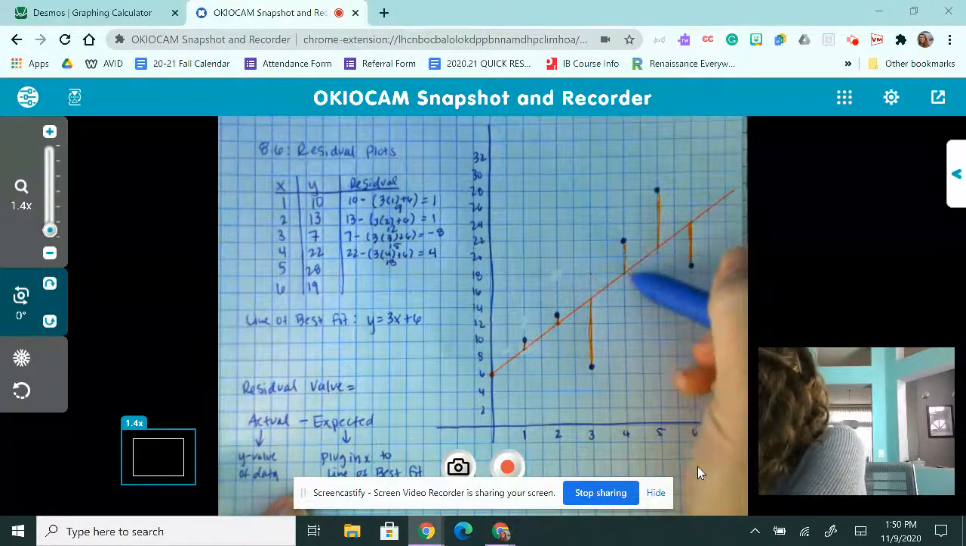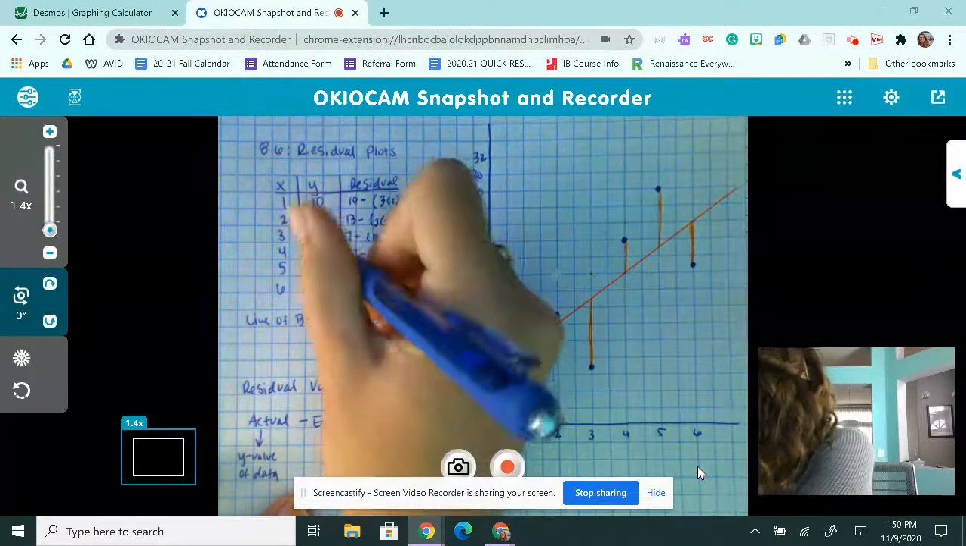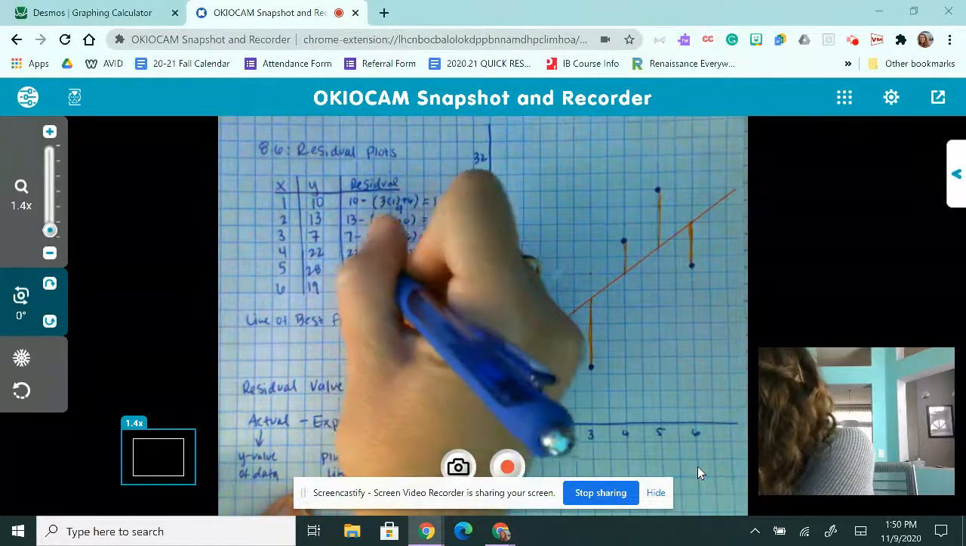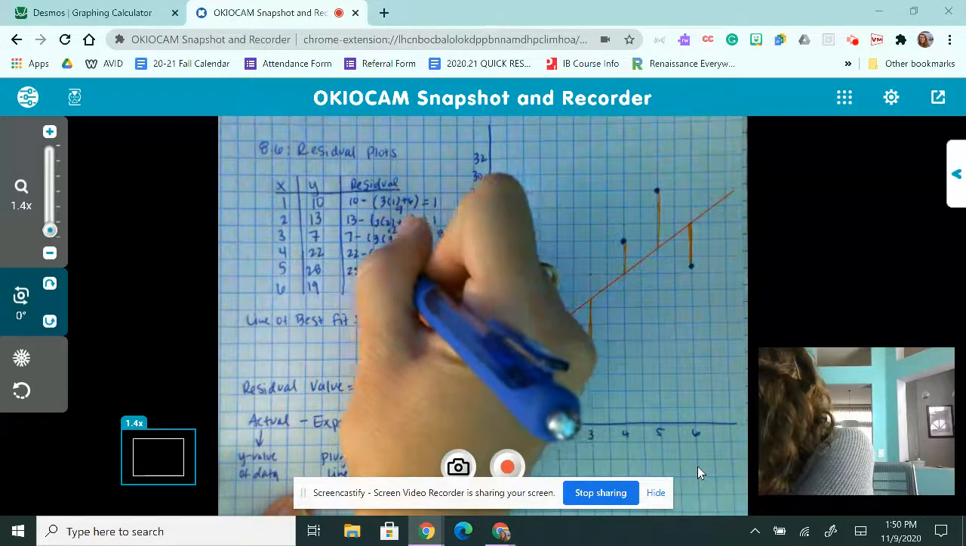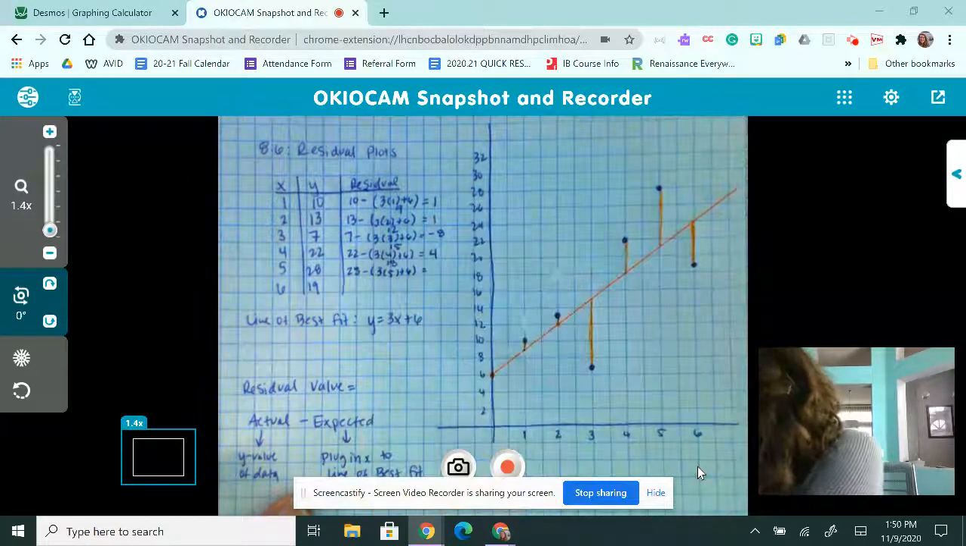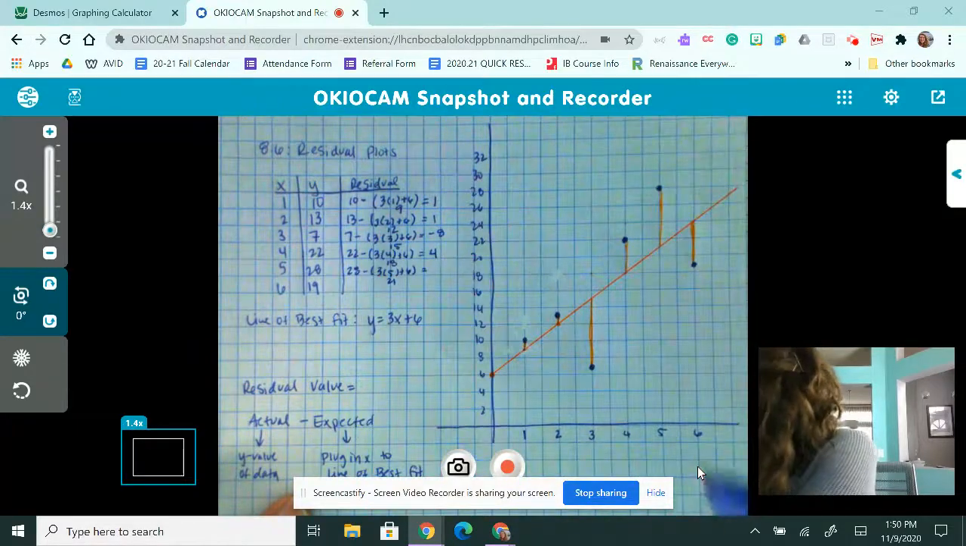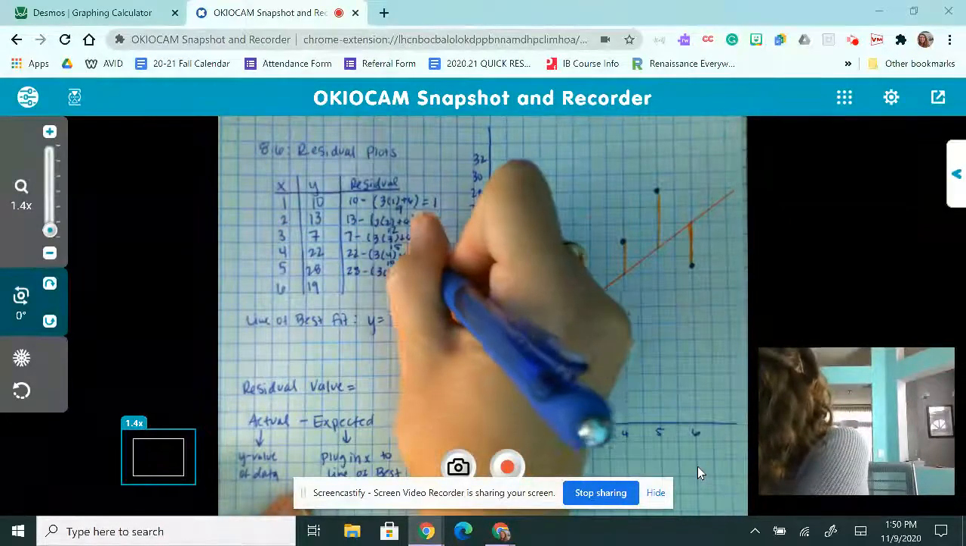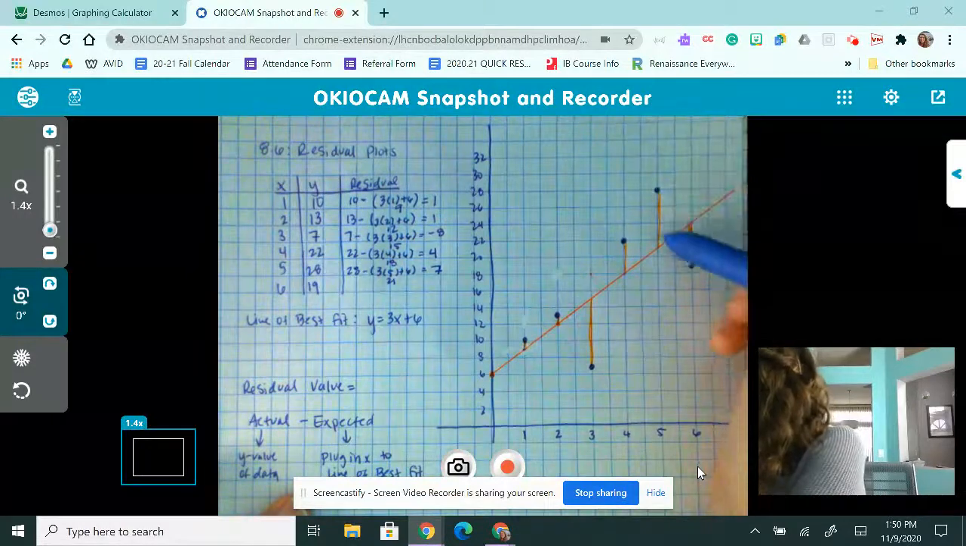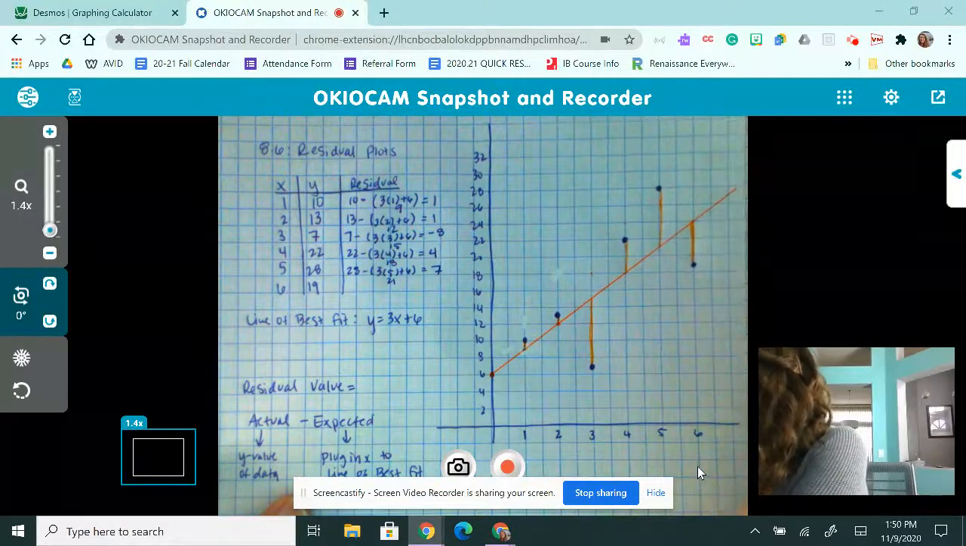That makes sense. That's also 4 units. Okay. 28 minus 3 times 5 plus 6. 3 times 5 plus 6 is 21. So 28 minus 21 is 7. That's this value here. That makes sense. That looks like that's 7 units.